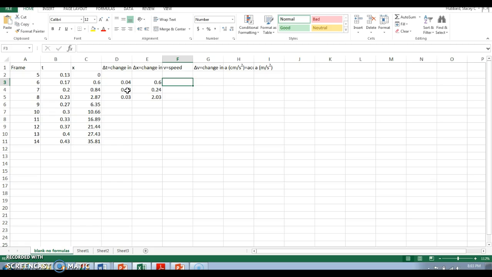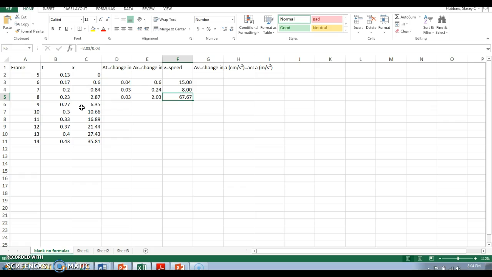Okay, so I want you to go through and do that dividing, 0.6 divided by 0.04. Oh, of course it doesn't like that. Sorry, I didn't put the equal sign. Okay, 15. And then if you did 0.24 divided by 0.03, oops, I forgot the equal sign again. Remember, distance divided by time. You get 8, and I'll do one more. So equals 2.03, distance divided by time, 0.03.